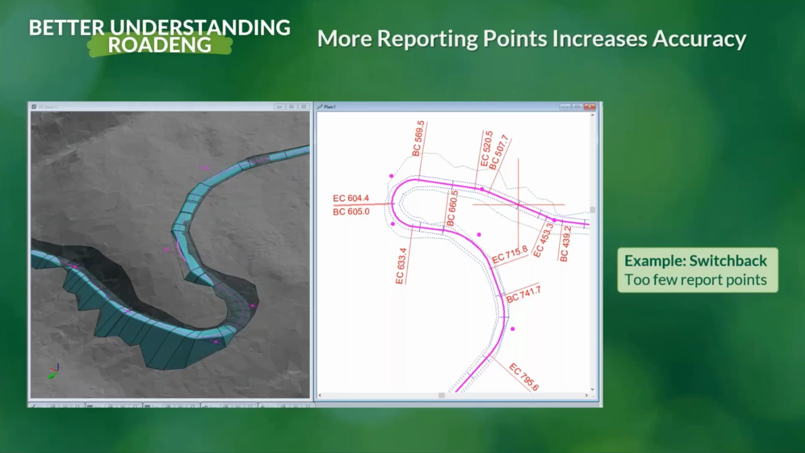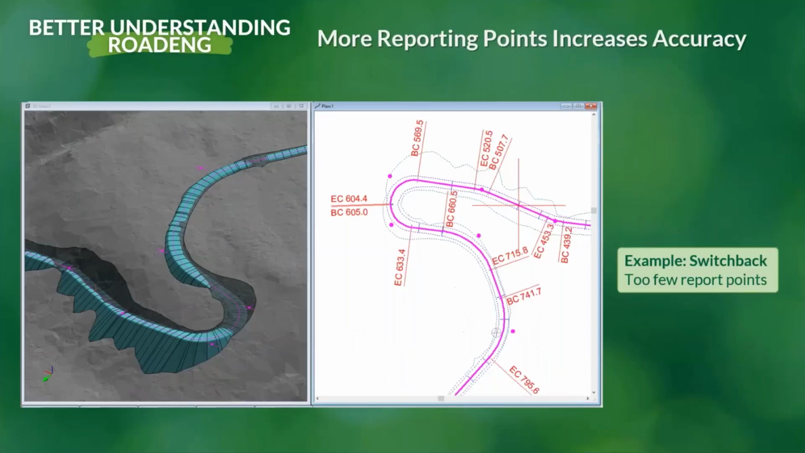So if we increase the report points, as you can see in this second image, again, the black lines in the 3D window are showing our report points. You can see that the curve geometry is much better displayed. And switchbacks are a really prime example of this. They need a fair bit of report points enabled to be able to see them.